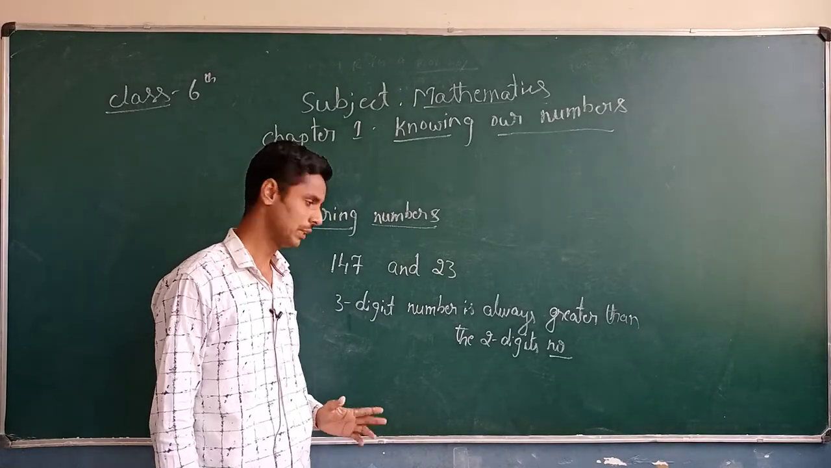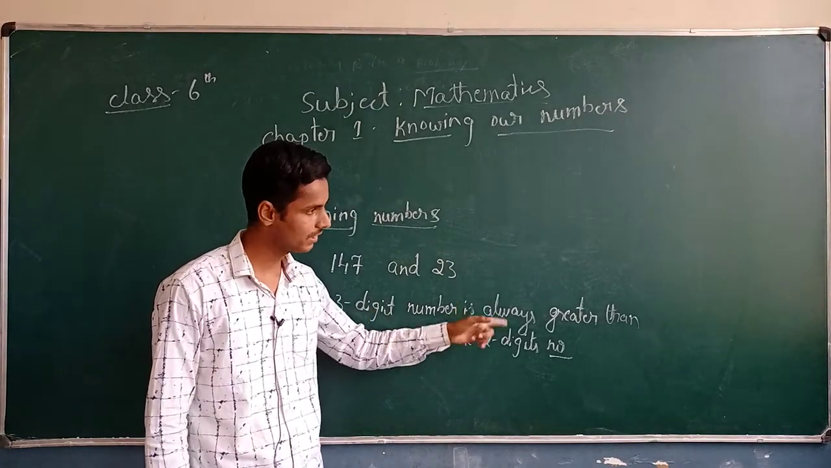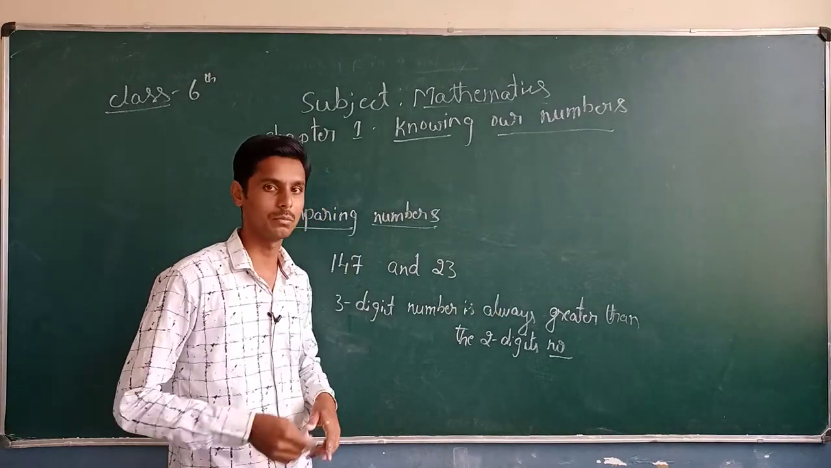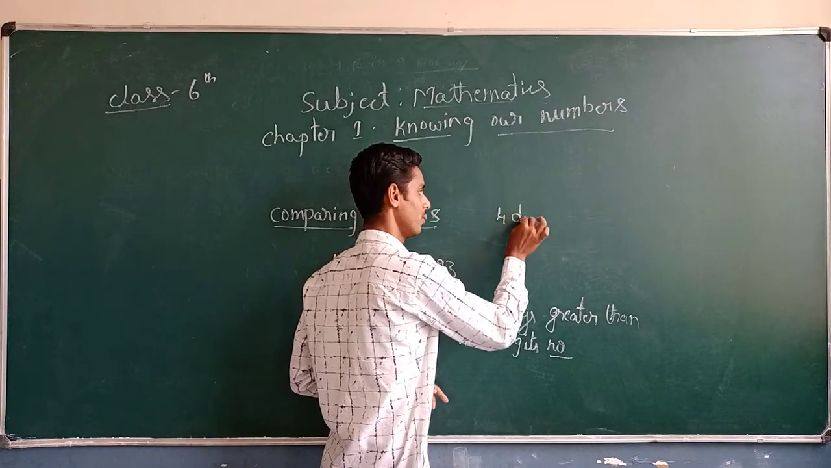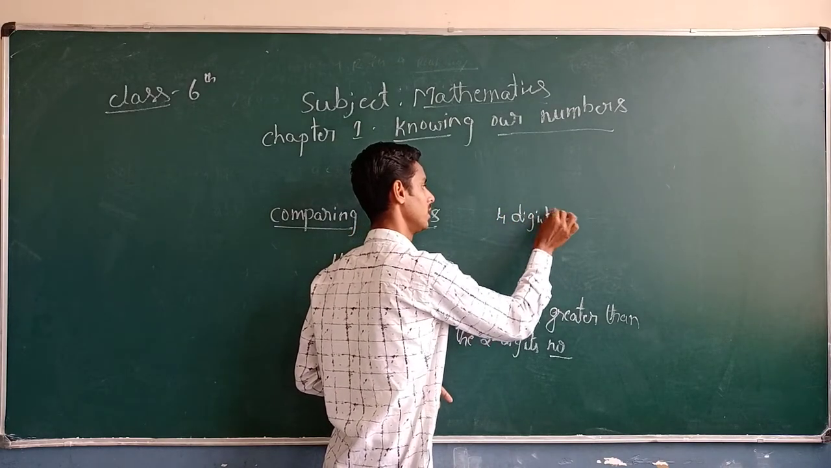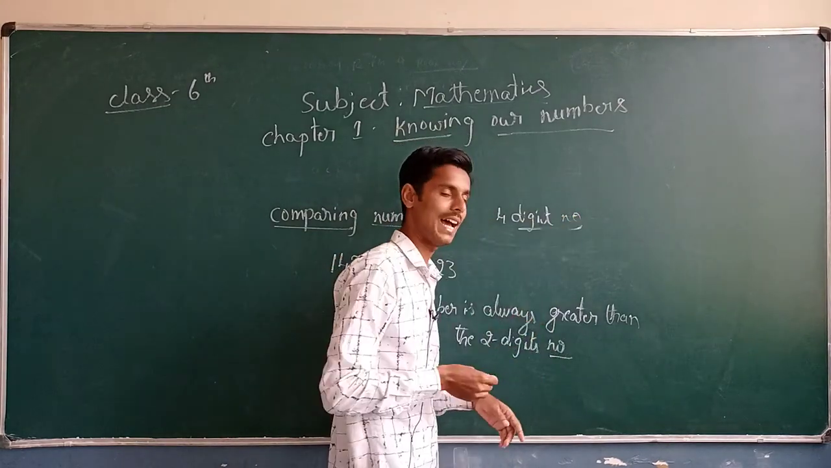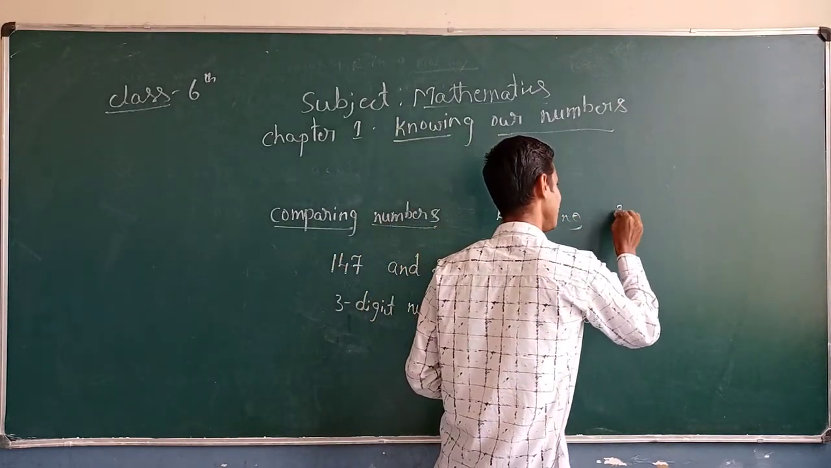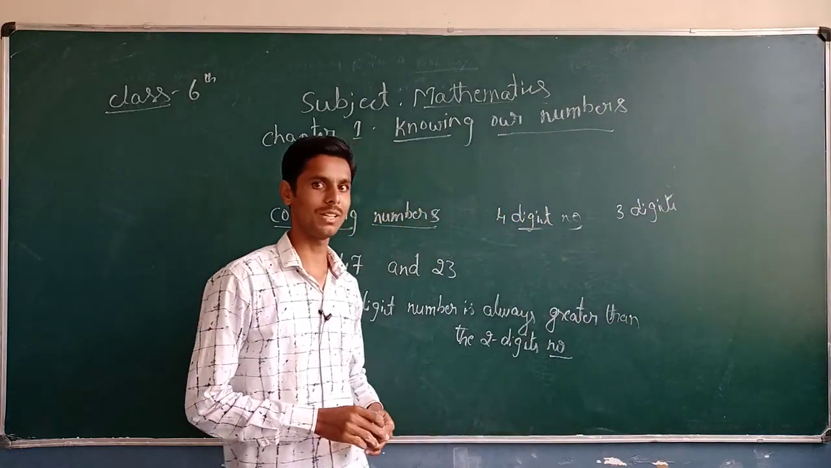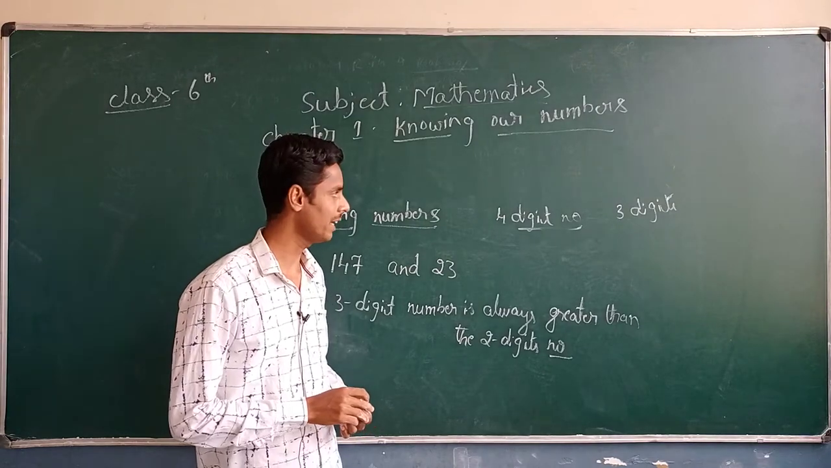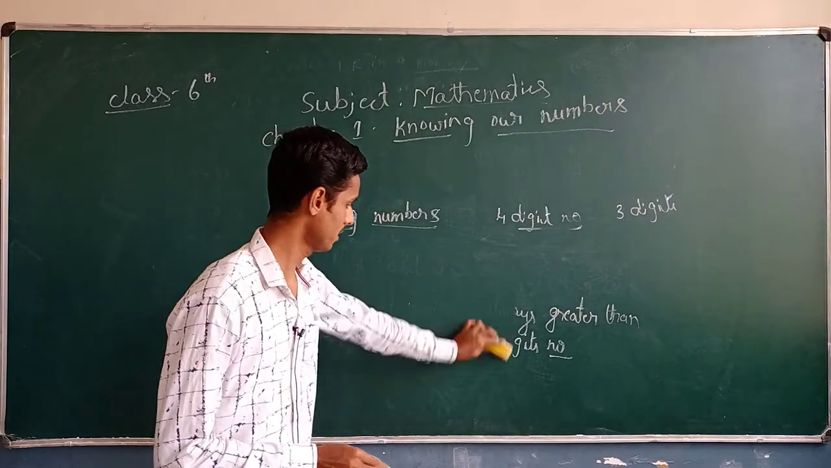In the same way, a 2-digit number is always greater than a single-digit number. A 4-digit number is always greater than a 3-digit number, as well as a 2-digit number and a single-digit number. Right? Let's see some more examples.